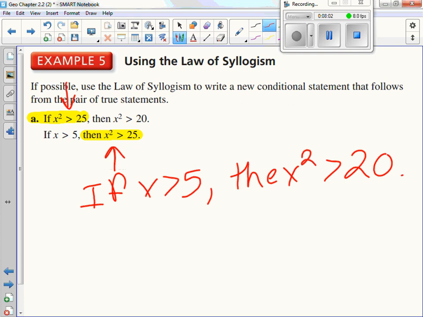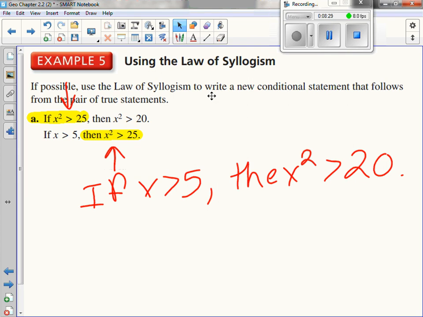So with law of syllogism, if between the two statements, the if of one matches the then of the other, take the other two and put them together. And that's it. But the two that match, one statement has to have an if, the other has to have a then. Okay?